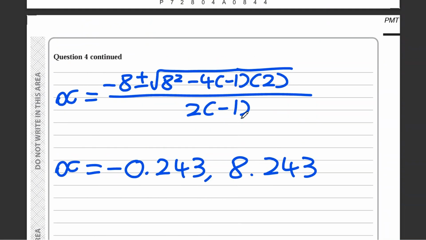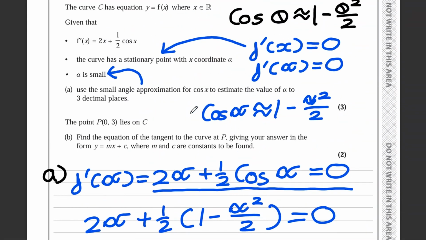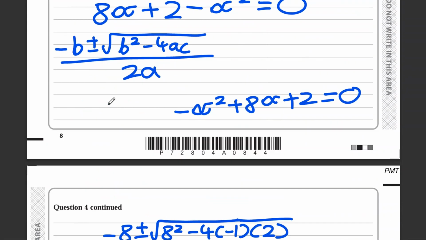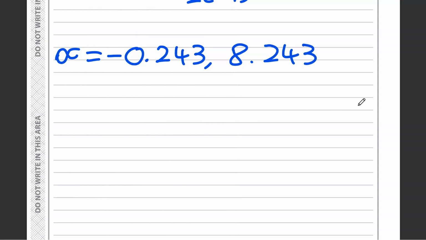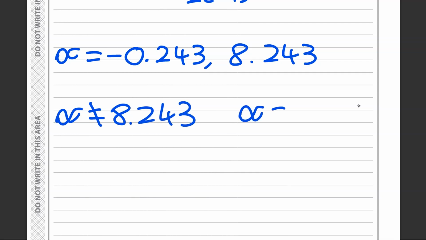Well, we're told a key piece of information, of course. Because we're using small angle approximations, we can only use this because alpha is small. If we look at our 2 values here, 8.243 is not small. So therefore alpha cannot be equal to 8.243, so alpha has to be equal to the other value, which is minus 0.243, which is small. So this here is the final answer.